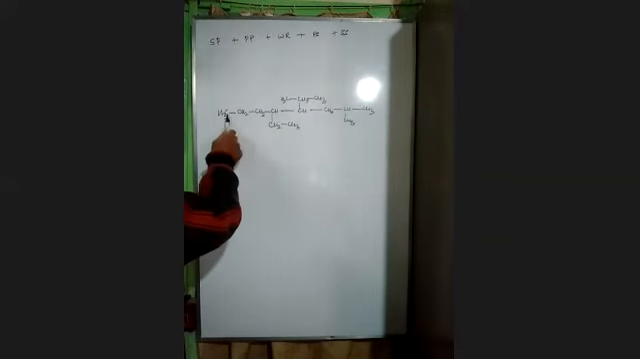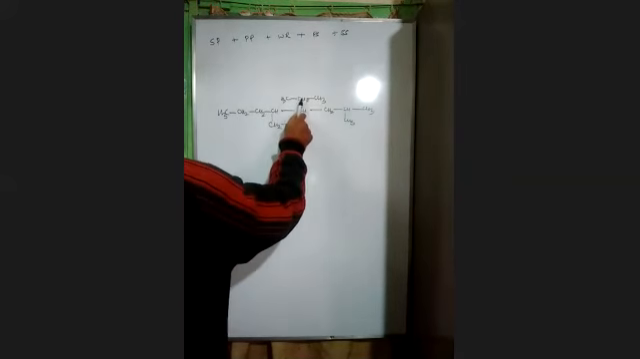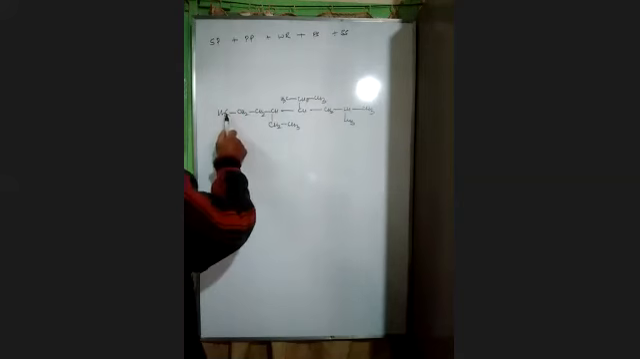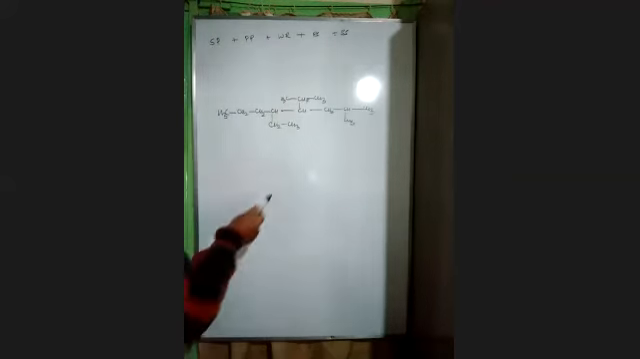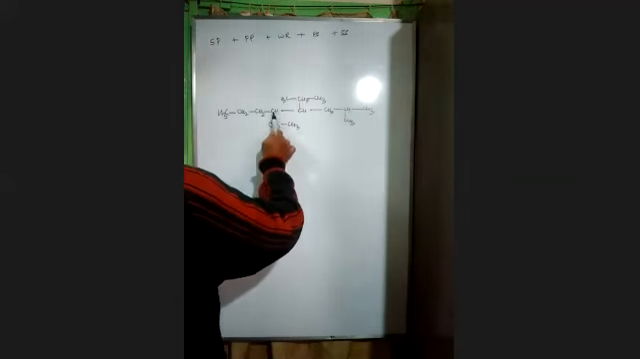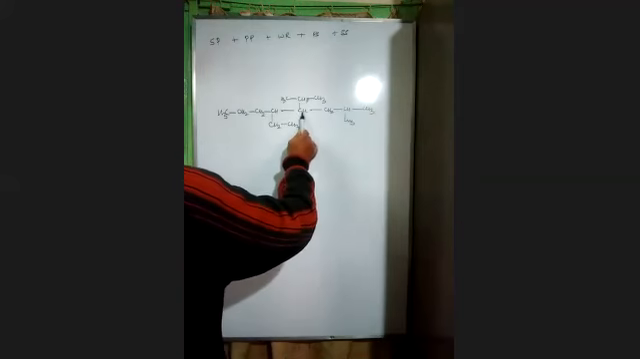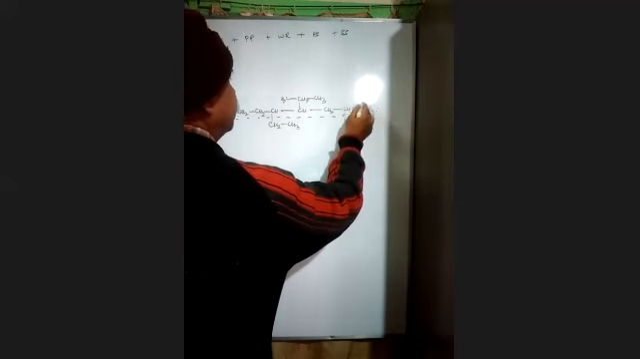So let us first find out the longest chain. See here, 1, 2, 3, 4, 5, 6. 1, 2, 3, 4, 5, 6, 7. 1, 2, 3, 4, 5, 6, 7, 8. Let us count from this side also. 1, 2, 3, 4, 5, 6, 7, 8. So this is our main chain. So be very careful. Just to confuse you, they will give it like this.